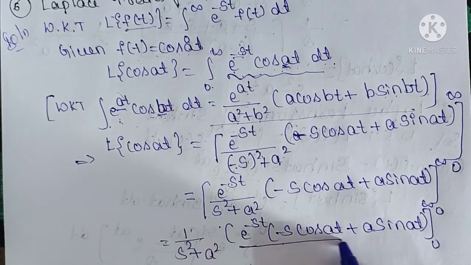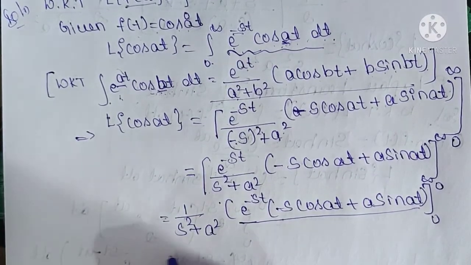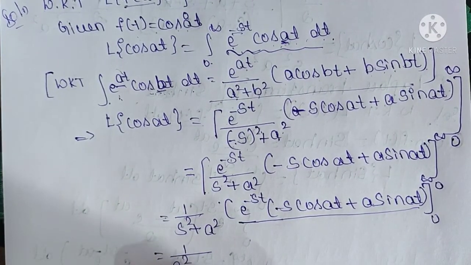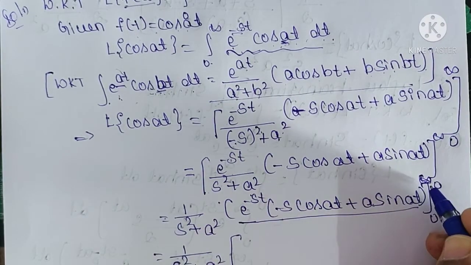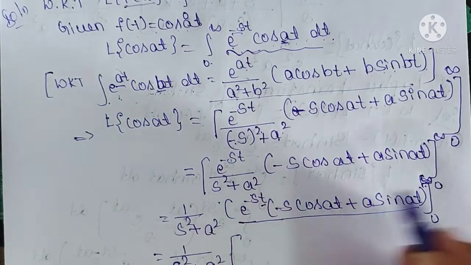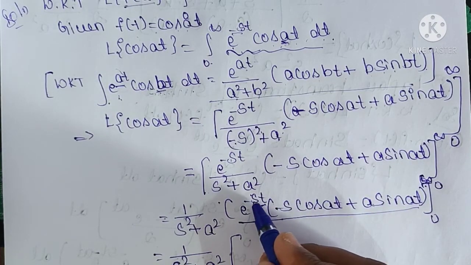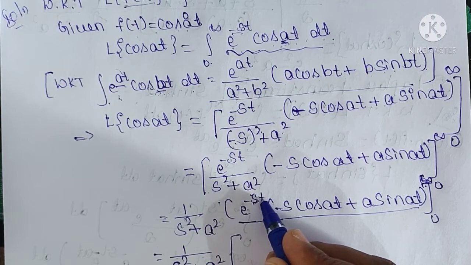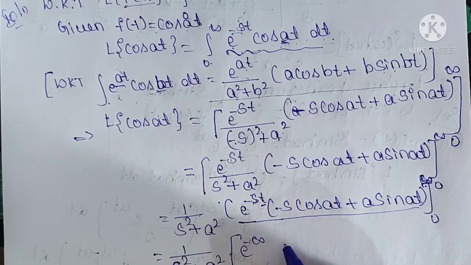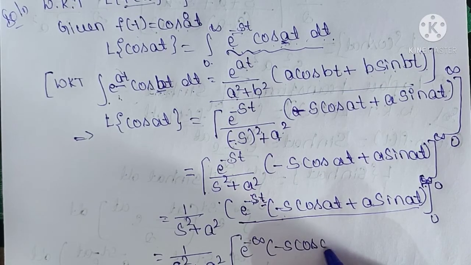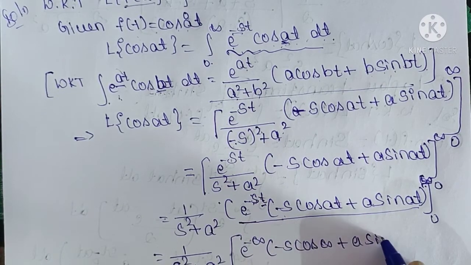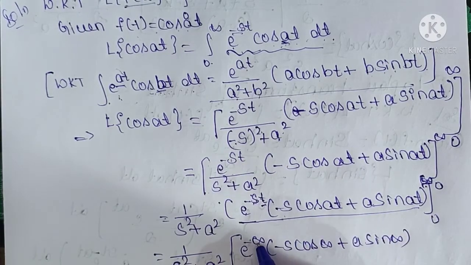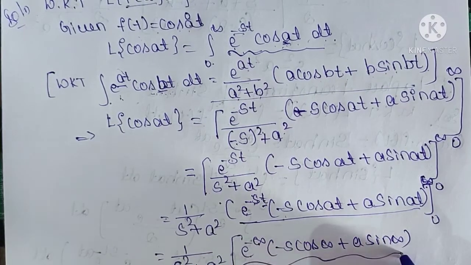Now apply limits to this function. We'll get 1 divided by s square plus a square as it is. Now first you substitute the upper limit. If t is equal to infinity, then e to the power of minus s into infinity, and s into infinity is infinity, so e power minus infinity. E power minus infinity times minus s cos of at plus a sin of at, with t as infinity. E power minus infinity value is 0. 0 into this entire term is 0.